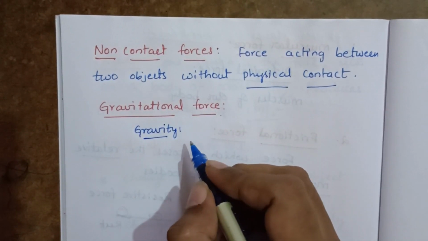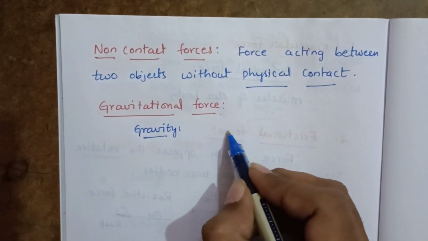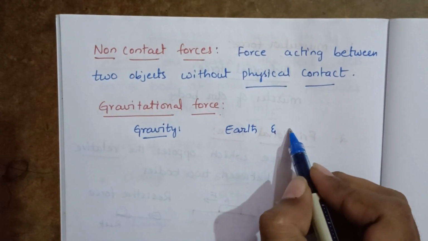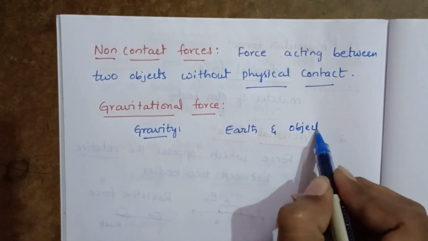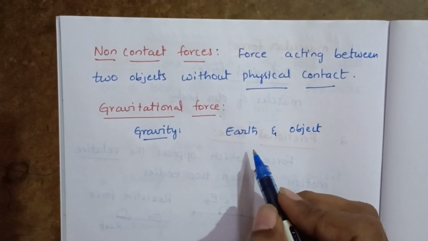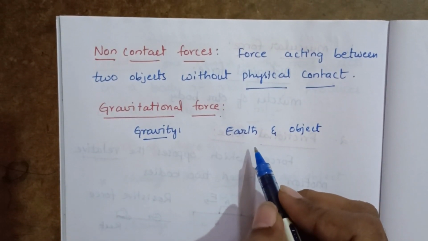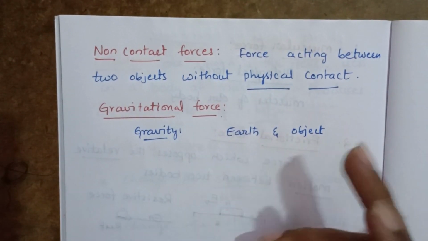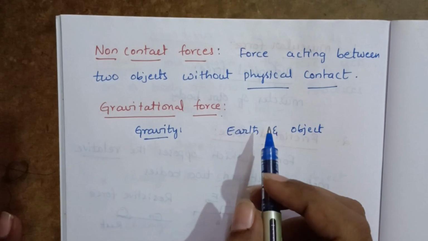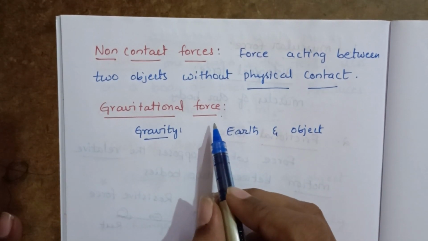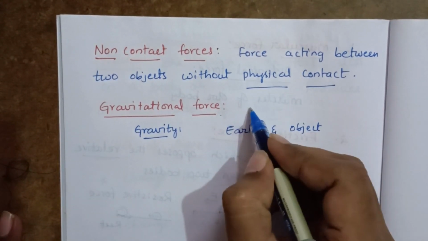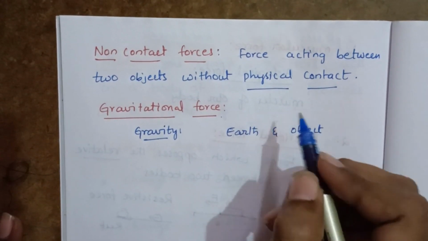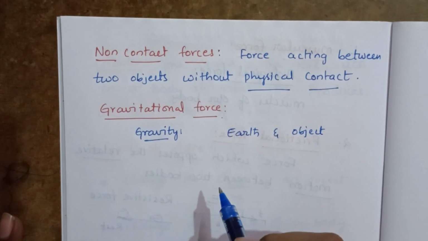Force of gravity means the force acting between earth and any object on the surface of earth. Gravitational force means the attracting force between any two objects in the universe, like between two planets, or a planet and a satellite. That is gravitational force.